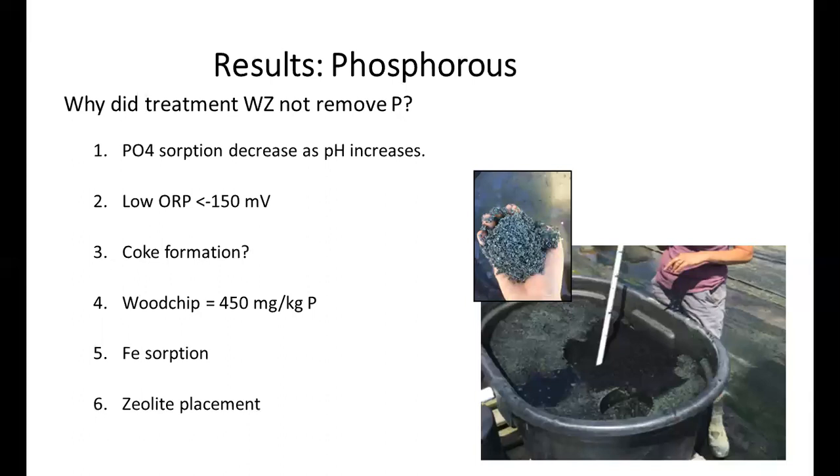And finally, the zeolite placement. Again, we designed the system this way, with the zeolite following the wood chips to absorb the phosphorus that may leach from the wood chips, and also to absorb ammonium that may have come from the wood chips. However, due to the highly reduced conditions, the zeolite was not able to work as we had planned.